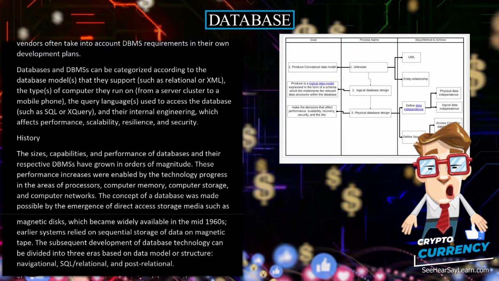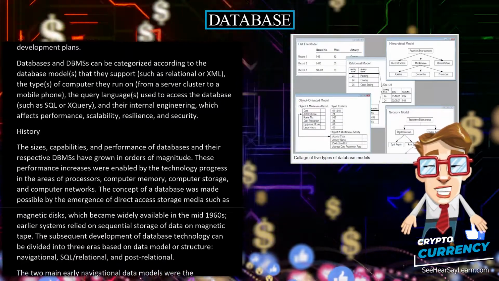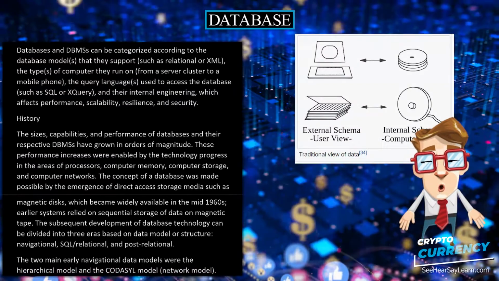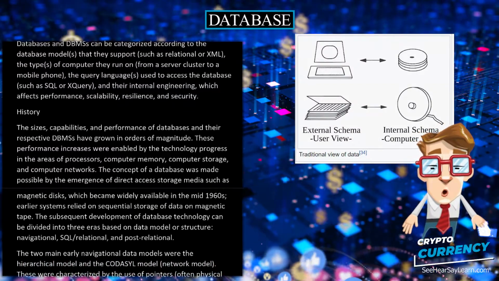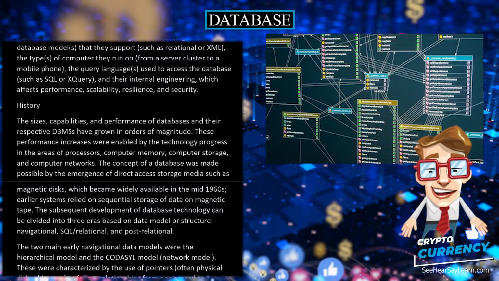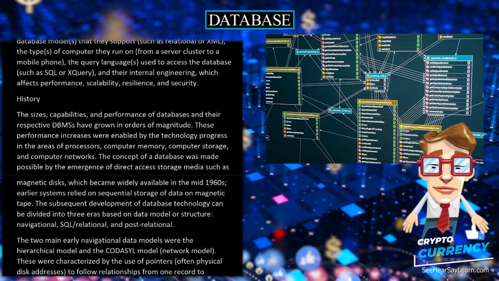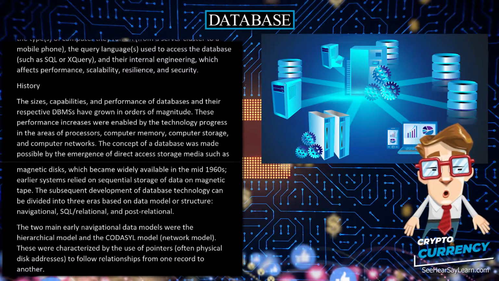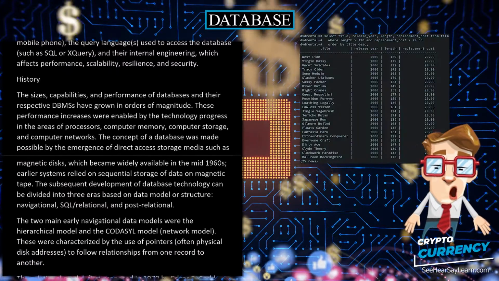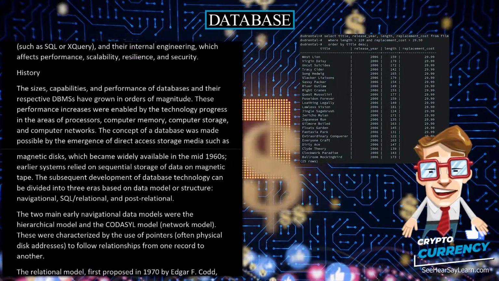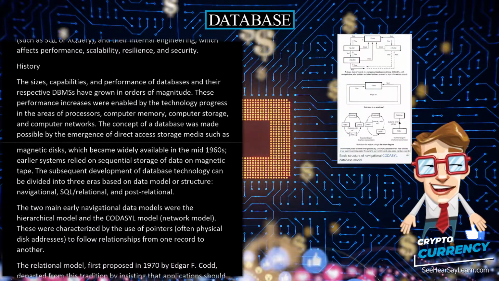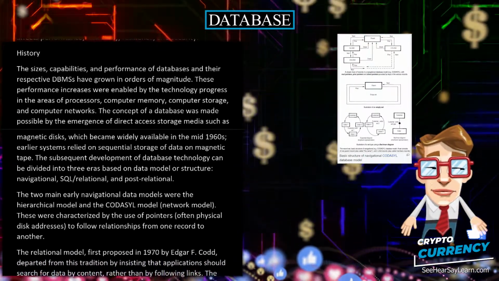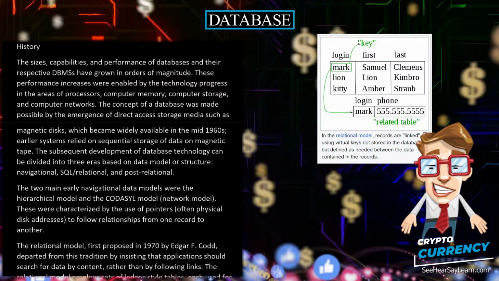History. The sizes, capabilities, and performance of databases and their respective DBMSs have grown in orders of magnitude. These performance increases were enabled by the technology progress in the areas of processors, computer memory, computer storage, and computer networks. The concept of a database was made possible by the emergence of direct access storage media such as magnetic disks, which became widely available in the mid-1960s. Earlier systems relied on sequential storage of data on magnetic tape.